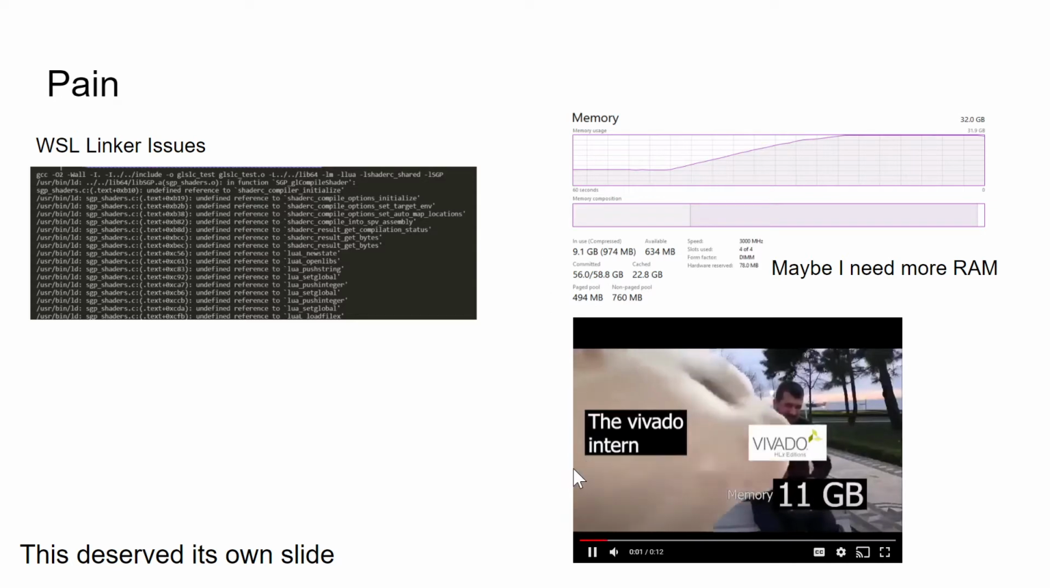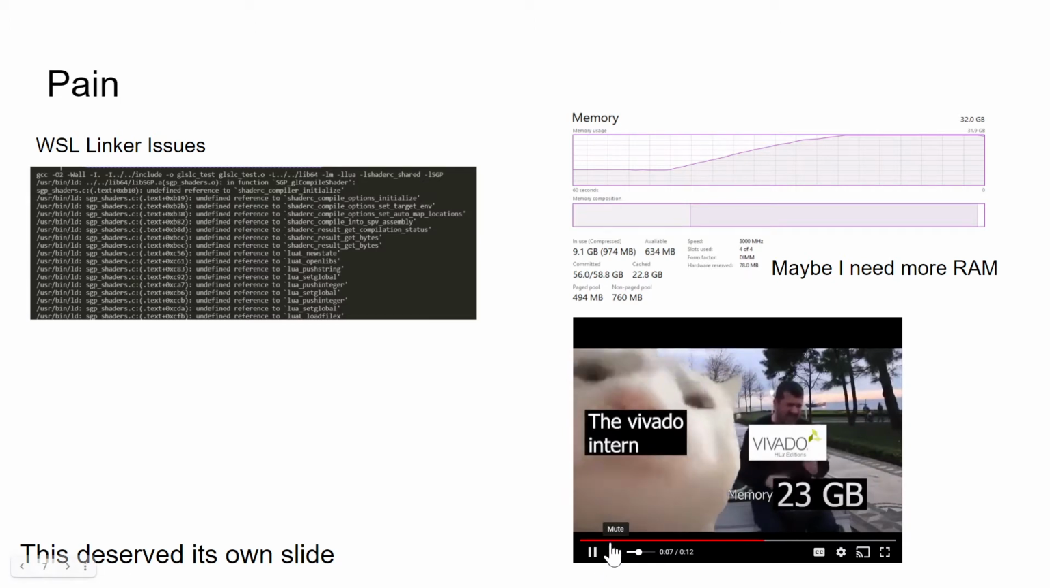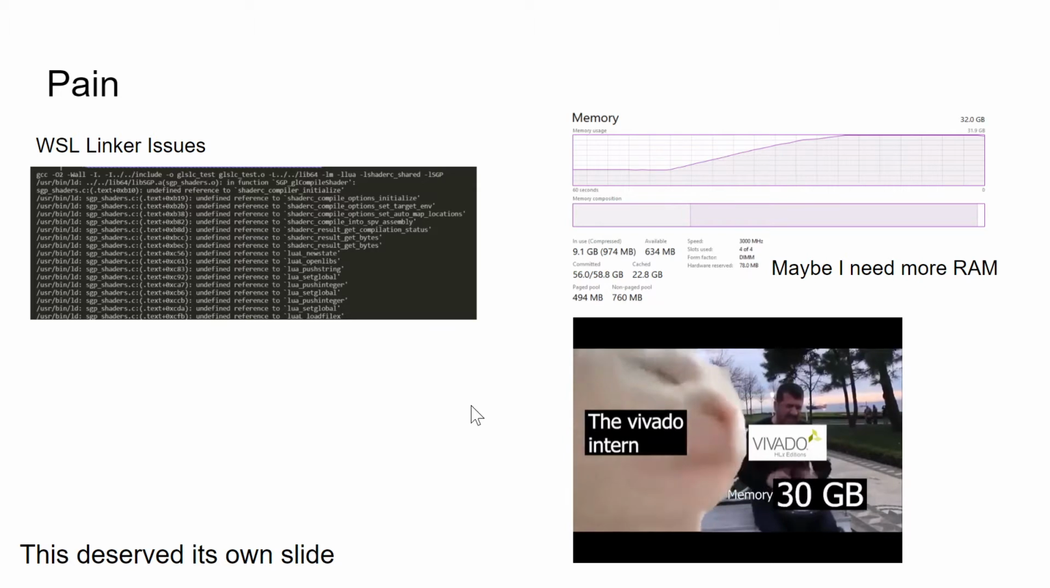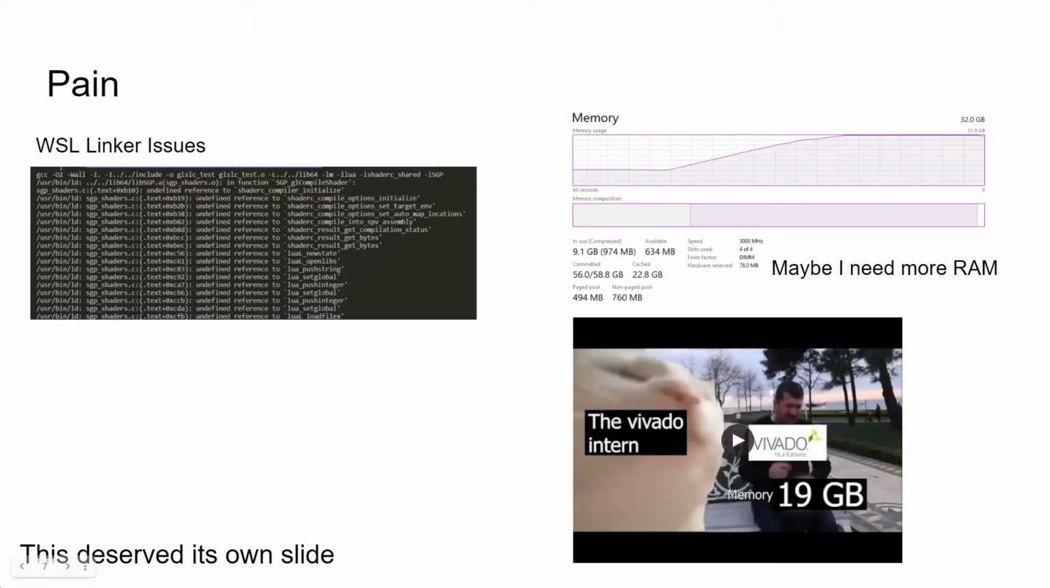And then here are all of our problems. So there are the linker issues, memory leaks about every 5 minutes. And then there's a meme about Vivado taking all of the memory.